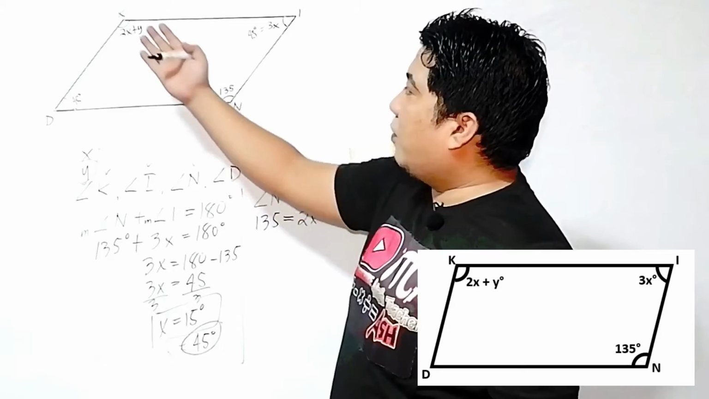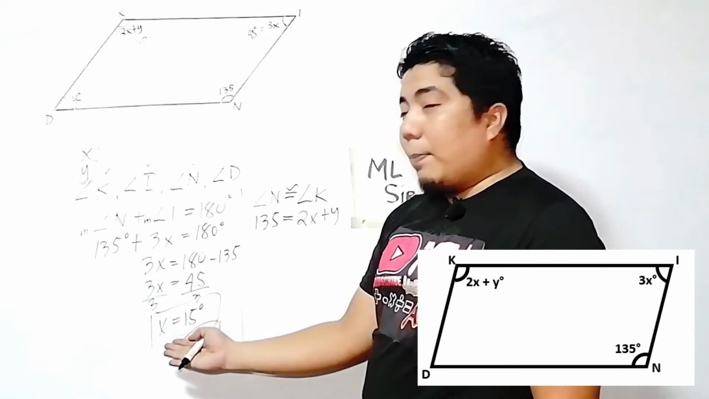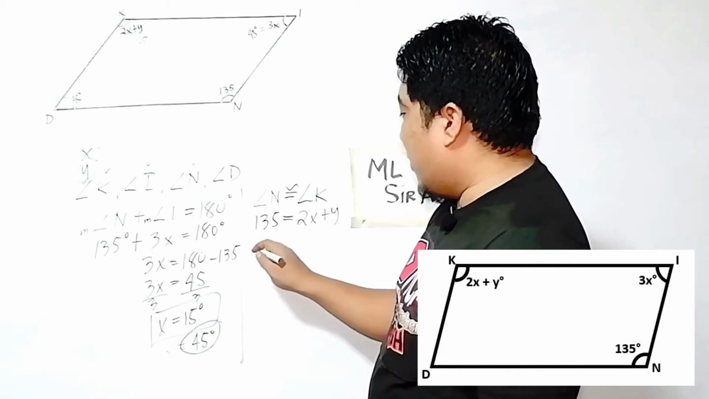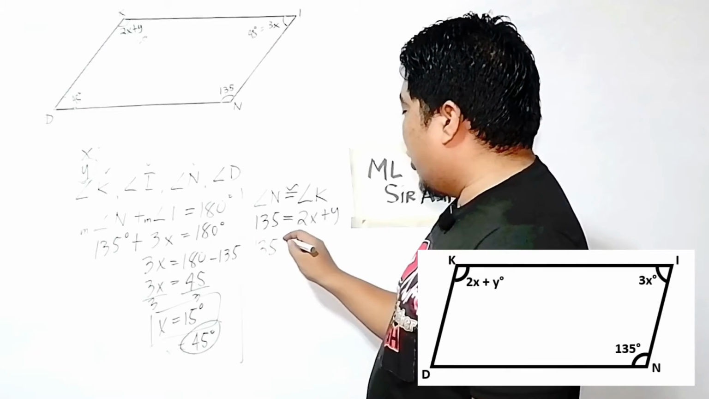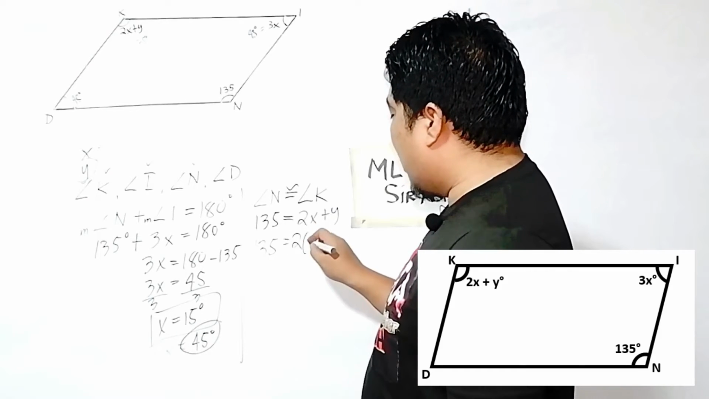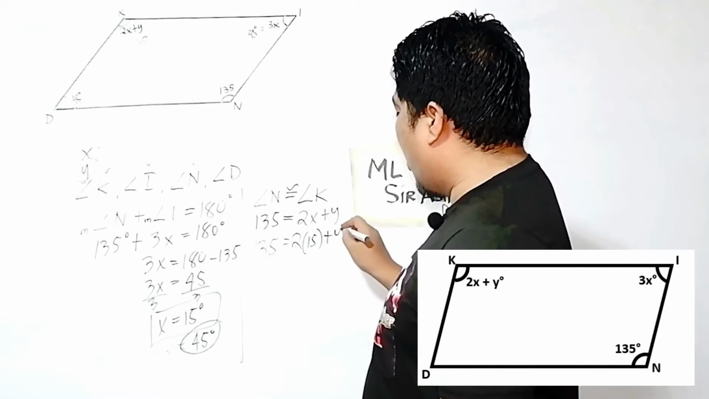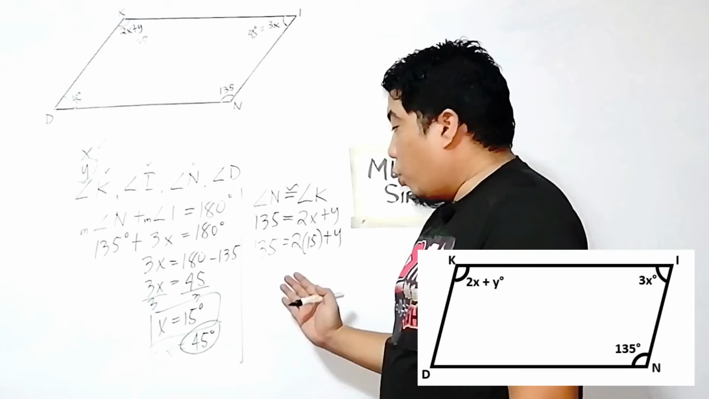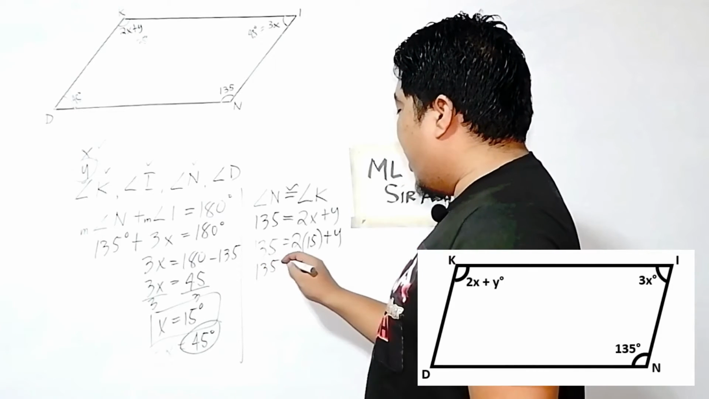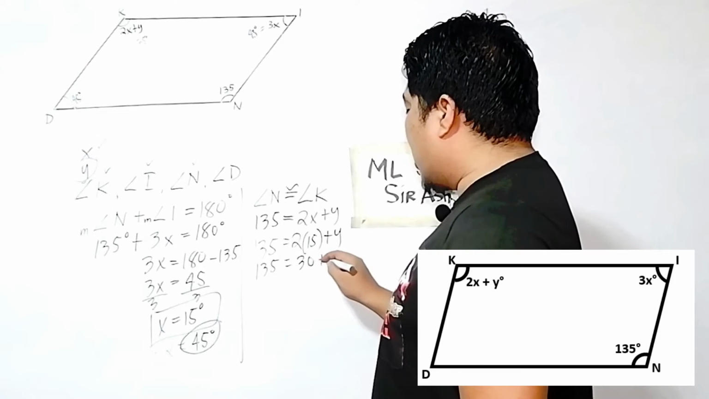Okay, so in solving for the value of our y, we will apply our x here to our expression here. So, giving that 135 is equal to 2 times our x, which is 15, plus y. So in this manner, we only have one variable. So that is 135 is equal to 30 plus y.